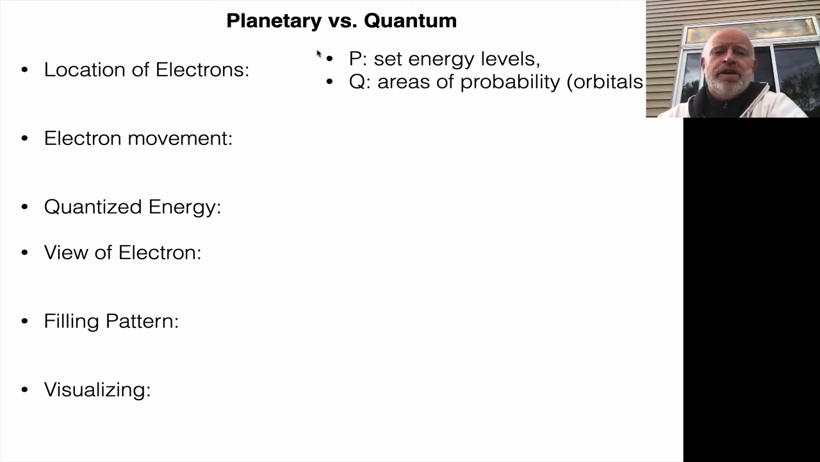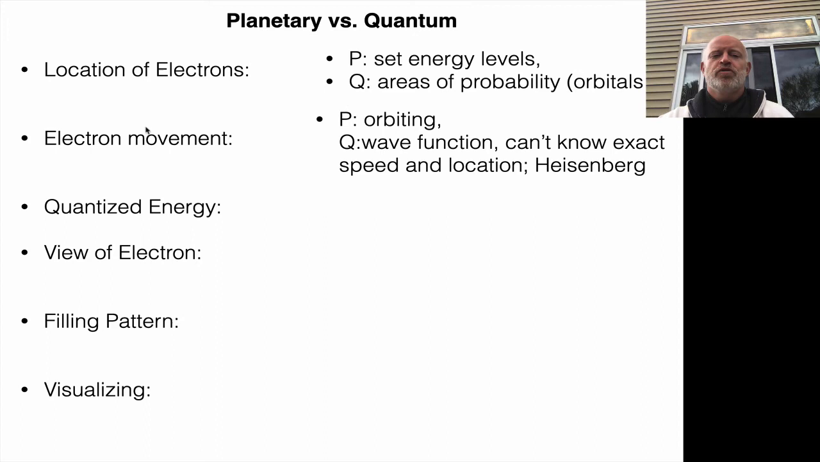So going into this, the planetary model says they're at set energy levels. Great, that's their location, they're at set energy levels. The quantum model will tell us that they are in an area of probability we call an orbital, all right? That's their location, all right? Yes, those areas of probabilities have different amounts of energy to them, but that's what we're going to call them, is in these orbitals or these areas of probability for their location, okay?